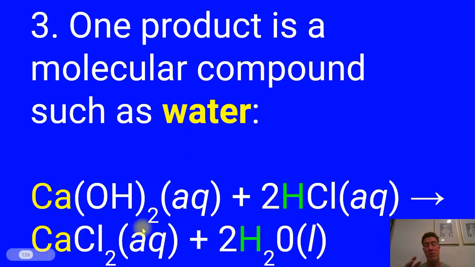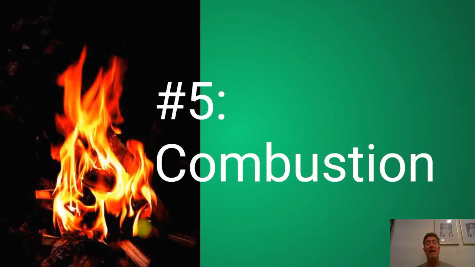So those are the three ways we can detect a double displacement reaction: the formation of a precipitate, formation of water, and the formation of gas. The fifth type of general chemical reaction is known as combustion. Combustion is very familiar to us, right? Fire burning is combustion. Flicking a lighter is combustion.